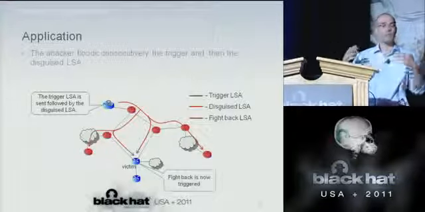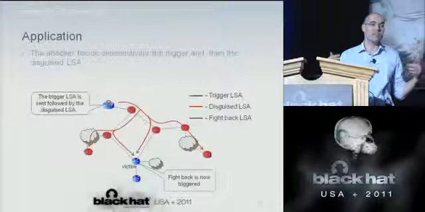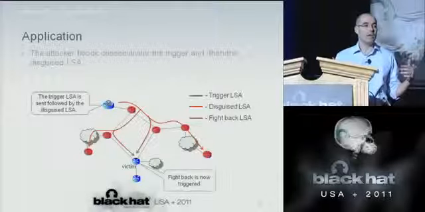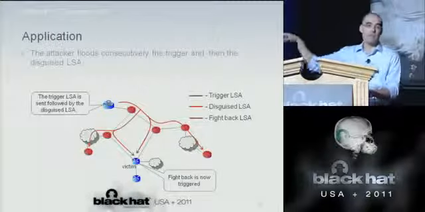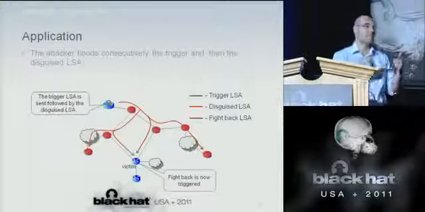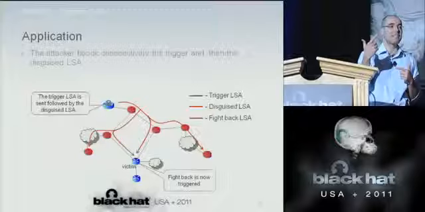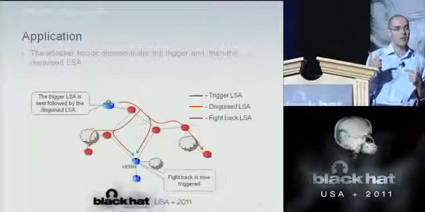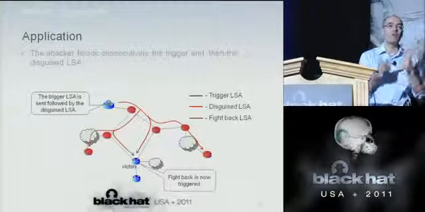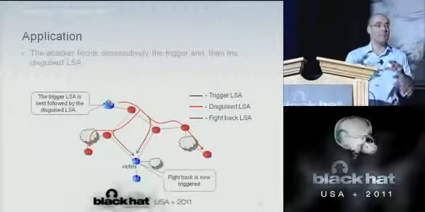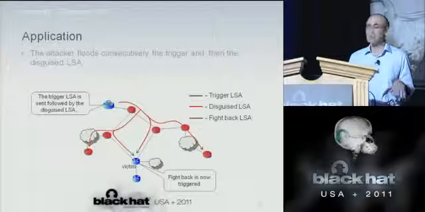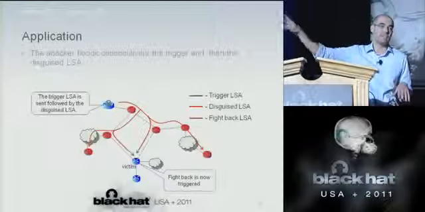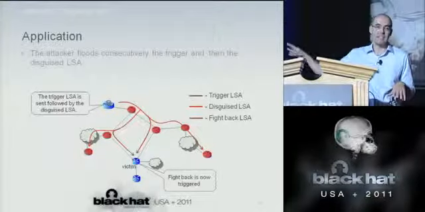As the trigger makes its way flooded throughout the network, the trigger is installed in the database of each and every router. After it comes the disguised LSA. Because it has a higher sequence number, the disguised LSA will run over the trigger LSA, and it will also be installed in the router's database. All the red routers you see here actually installed the disguised LSA.